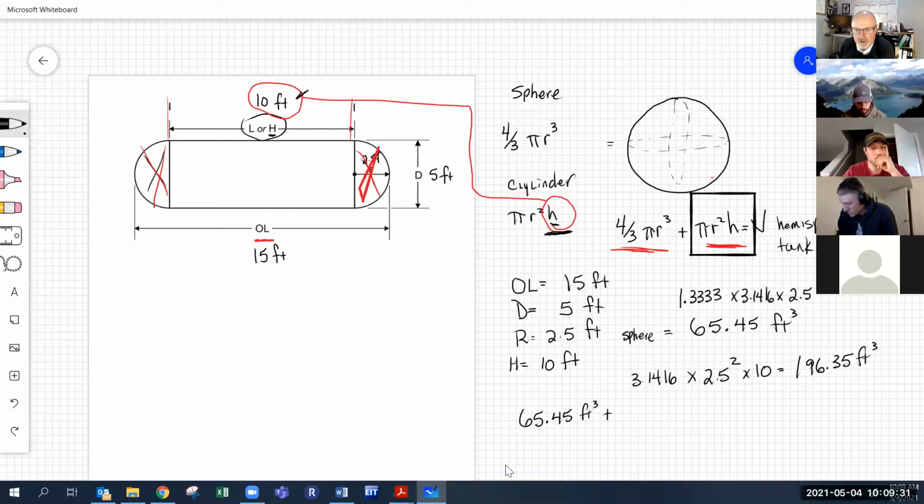And now I'm going to take my volume of my sphere and add it to the volume of the cylinder to get the total volume of 261.8 cubic feet. So clear? Not too bad, huh?